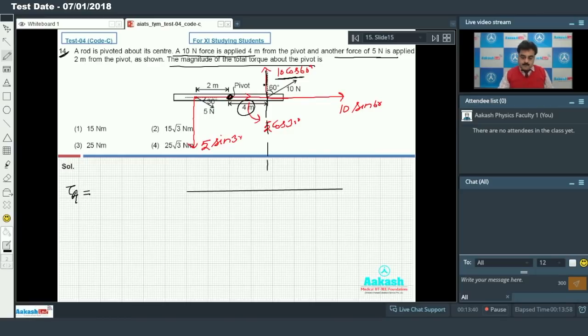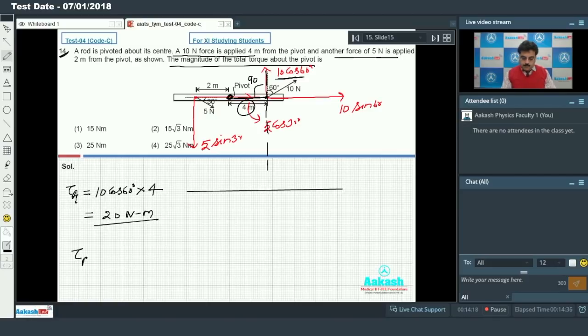and there is no confusion. This position, I mean 4 meter, makes an angle of 90 with the 10 cos 60. So this is the perpendicular distance. So I am going to write 10 cos 60 into 4, where 4 is the perpendicular distance. On solving, we'll get 20 Newton meter, and this is the torque about this point for A.